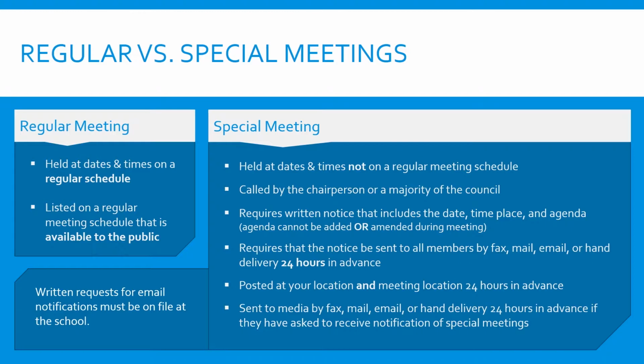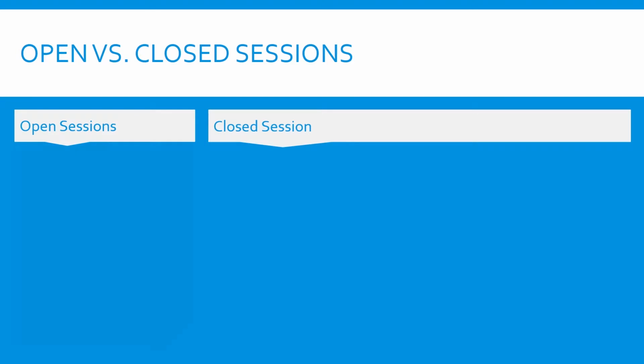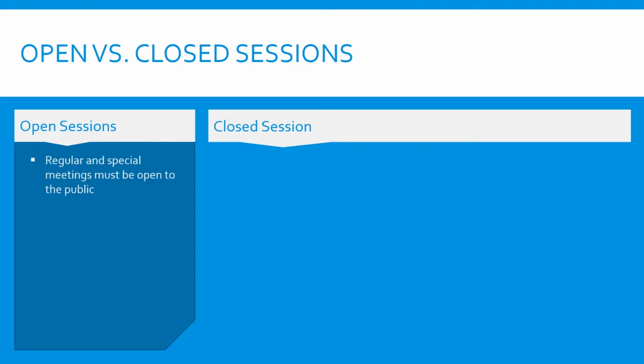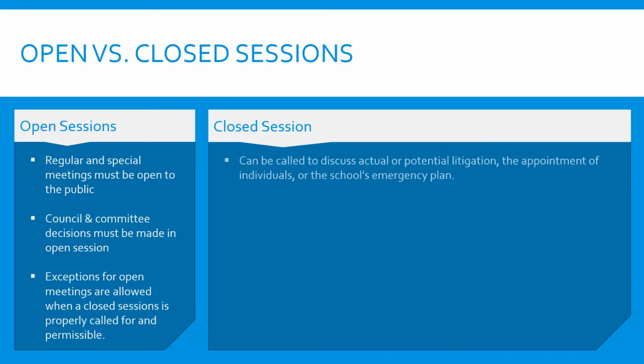Most meetings will be held in open sessions, but there are circumstances which allow for closed sessions. Regular and special meetings must be open to the public, and council and committee decisions must be made in open sessions. However, exceptions are allowed when a closed session is both properly called for and permissible. Closed sessions can be called for any of the 13 permissible reasons outlined in the Open Meetings Act. However, reasons pertaining to councils include discussing actual or potential litigation, discussing the appointment of individuals, or discussing the school's emergency plan.